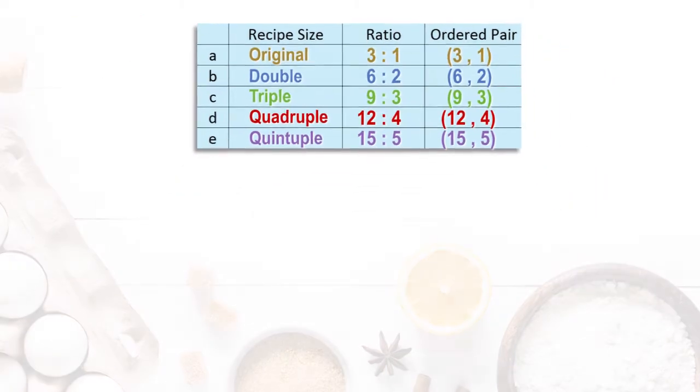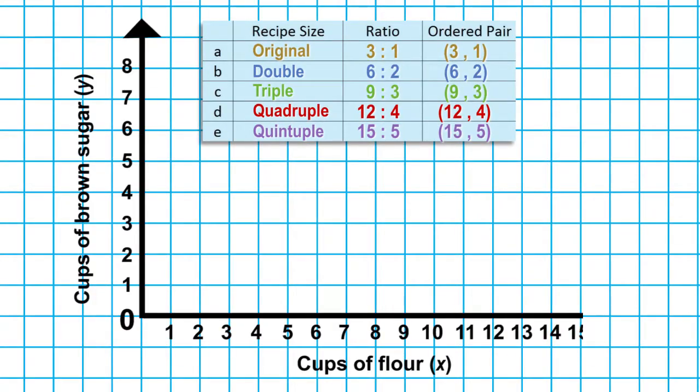Now we will use the ordered pairs and plot them on the graph. Label the X-axis cups of flour and the Y-axis cups of brown sugar. Plot the first point, (3, 1), by starting at the origin, which is (0, 0), and moving out 3 lines along the X-axis and up 1 line along the Y-axis. This point represents the original recipe.